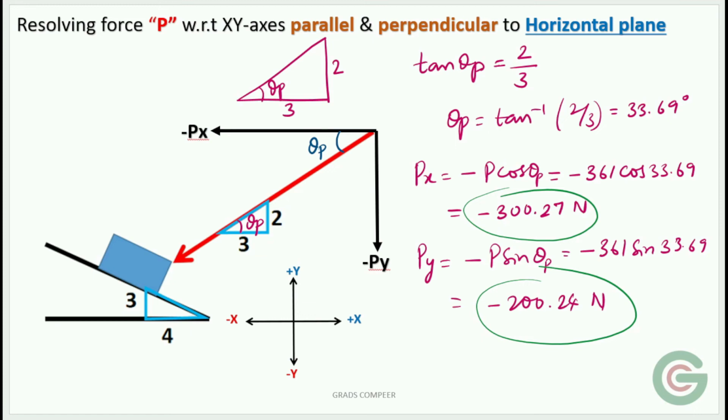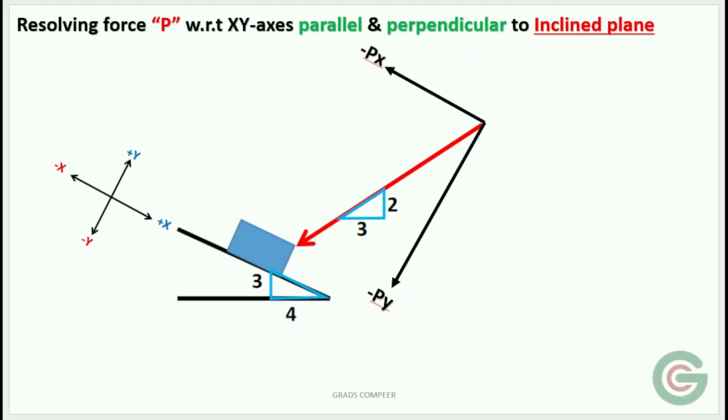So we have calculated the components of P, Px and Py with respect to the xy axis parallel and perpendicular to the horizontal plane. Now we'll resolve the force P with respect to the xy axis drawn parallel and perpendicular to the inclined plane. So already the components are shown here as we discussed. So this is the angle alpha P which we need to find. Is this angle equal to this angle?